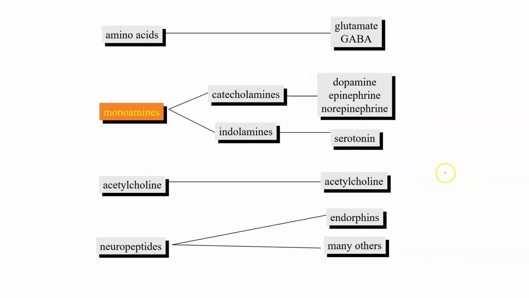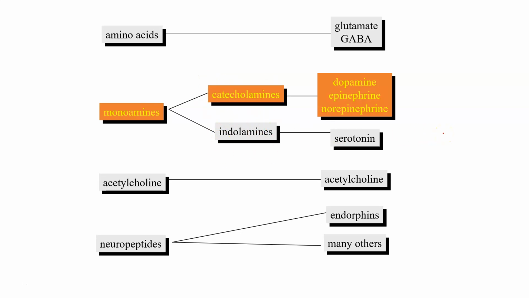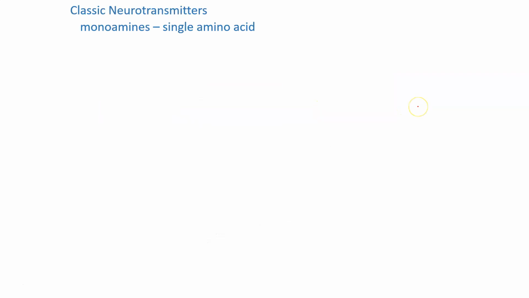So moving on to monoamines, we have 2 types of monoamines, catecholamines and indolamines. We'll first talk about catecholamines and then we'll discuss indolamines. There are 3 types of catecholamines, some of which you may have heard of: dopamine, epinephrine, and norepinephrine. Monoamines are called monoamines because they contain a chemical structure called amine, and they only have a single amine. So monoamines are called monoamines because they all contain a single amine group in their chemical structure.